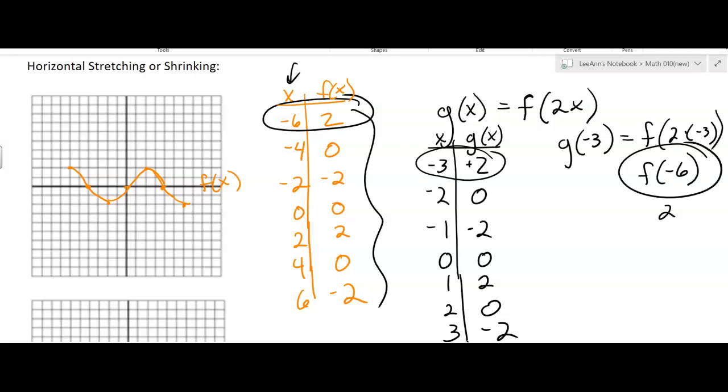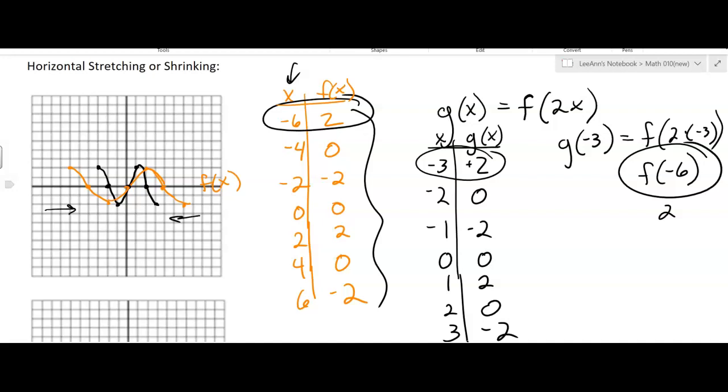Now watch what happens on the graph. So I have -3, 2, and then I have -2, 0, -1, -2, 0, 0, 1, 2, 2, 0, and 3, -2. And so I get this. If I try to draw the curve in, it looks kind of like that. So do you see how it kind of squished in?